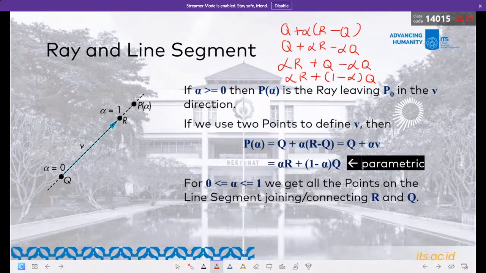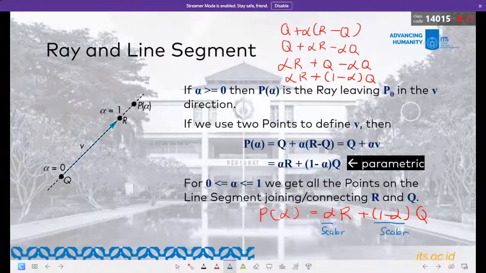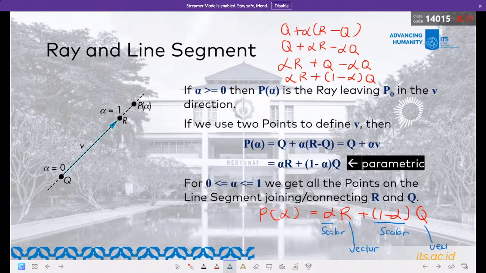So in the end, you can have this P alpha as alpha R is 1 point, with this being another, and this one is a vector or point in this matter. I'm sorry, I should not mislead you. So let's just type it as point in this case. This is a scalar. This is a point.